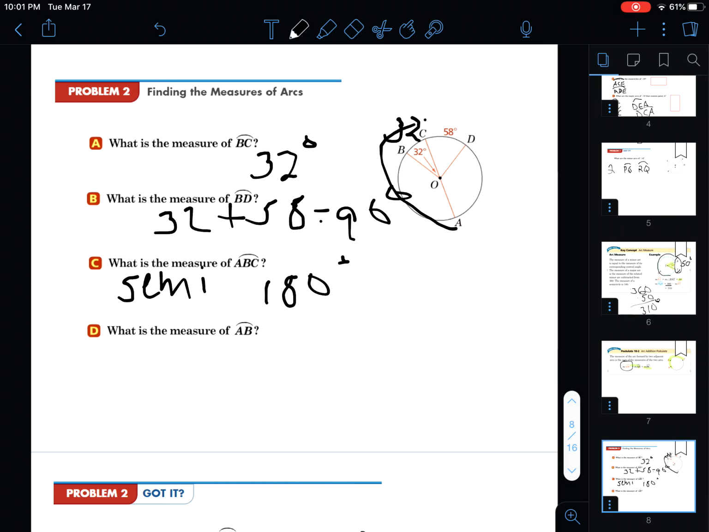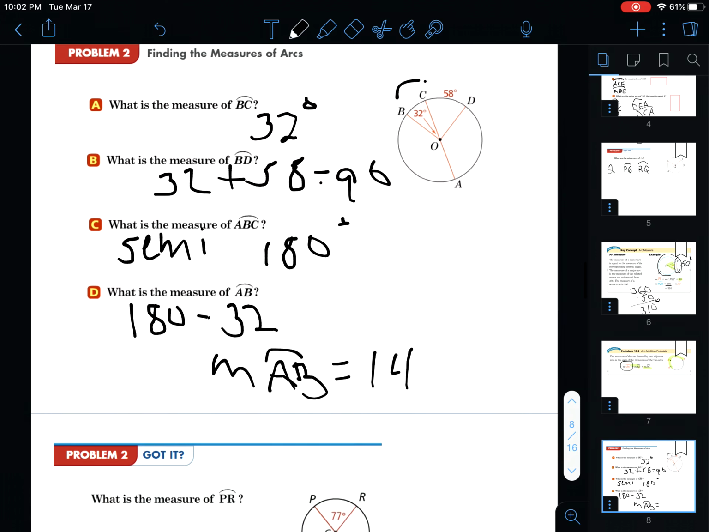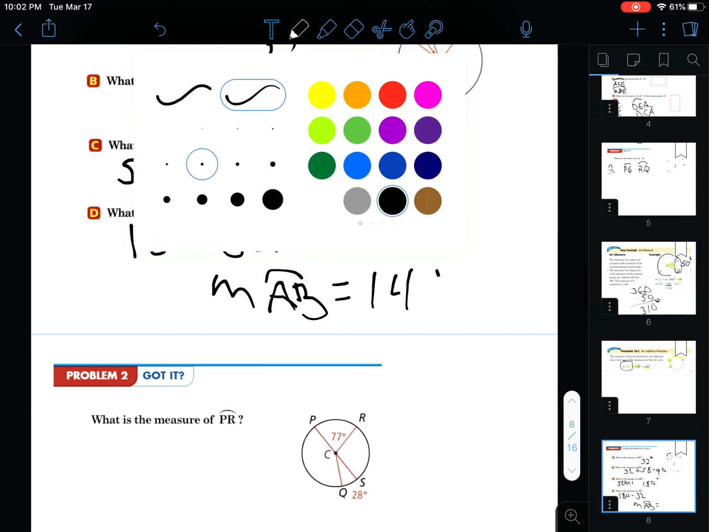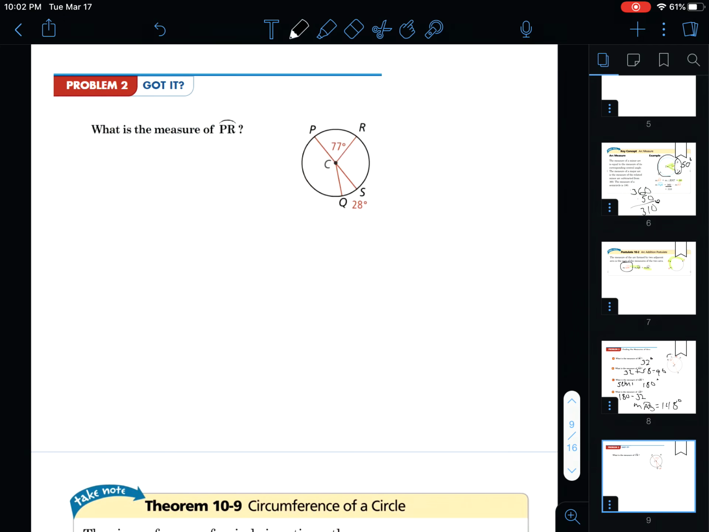What's the measure of AB? Well, we're going to have to use the measure that we do know, the semicircle, which is 180. And we'll take away this piece right here to find AB, which is what's left over. So we'll take away the 32, and the measure of arc AB would be 180 minus 32, 148. Okay, we got one more here, and then we're done.